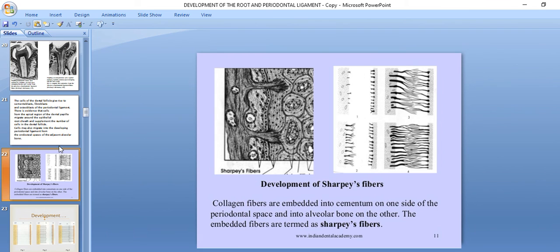Here you can see the collagen fibers which are embedded into cementum on one side, across the periodontal space, and into alveolar bone on the other side. This side, from the right, is alveolar bone. The embedded fibers are termed Sharpey's fibers.